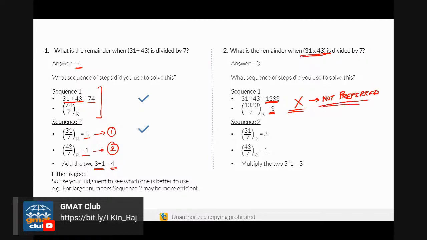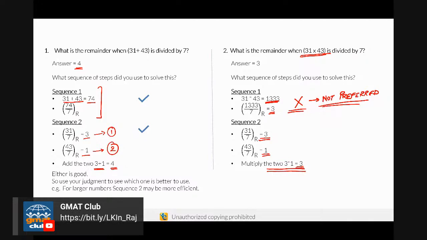I don't prefer this approach. The second way of doing this is to really say, hey, let's get the remainder of individual numbers. So we do the remainder of 31 by 7 as 3, and 43 by 7 is 1. And then let's multiply these two numbers. So you get 3 times 1.